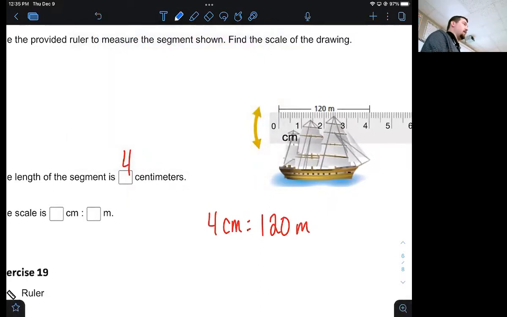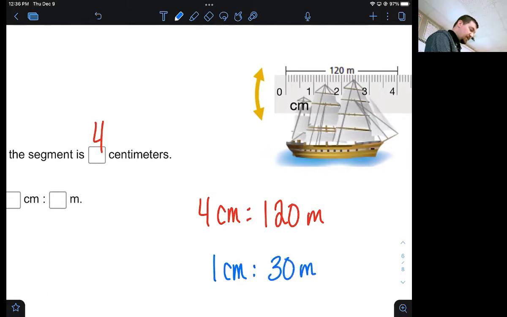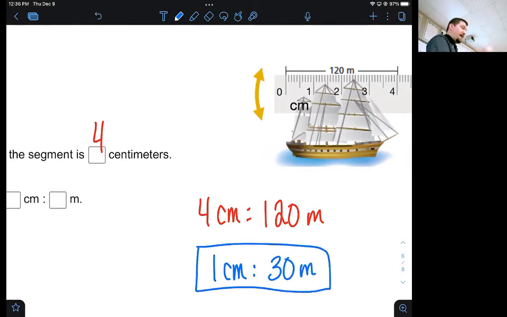larger numbers than necessary. Can you think of a number that goes into 4 that also goes into 120? Maybe 30? 30 doesn't go into 4. Natalie, what number goes into 4 that also goes into 120? 4. So we're going to divide or reduce by 4. 4 goes into 4 one time. And Navion, how many times would 4 go into 120? 30 times. So the scale that we should write as our final answer is a much reduced version of the scale. 1 centimeter is 30 meters.